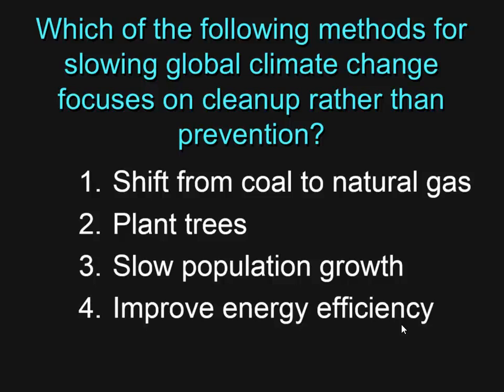Well, shifting from coal to natural gas, that's prevention, maybe. There's some real problems with that, and we will talk about the problems with the coal natural gas shift when we get to the energy resources unit. Slowing population growth, that's great, but again, you're talking about prevention. Energy efficiency, that is great, right? Prevention. To plant trees will absorb CO2 from the atmosphere. It's a CO2 sink. So that would be cleanup.